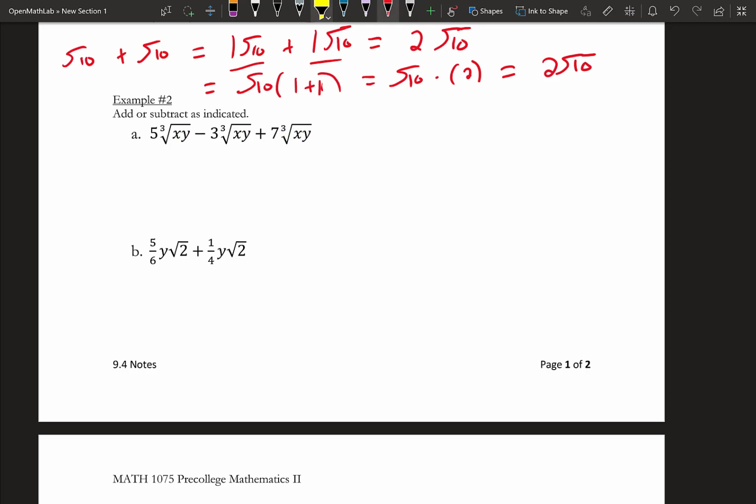So this is just going to be equal to 5 minus 3 plus 7 times the cubed root of xy. In other words, you're factoring out that common factor, the cubed root of xy. So 5 minus 3 is 2, plus 7 is 9, so we get 9 cubed root of xy.